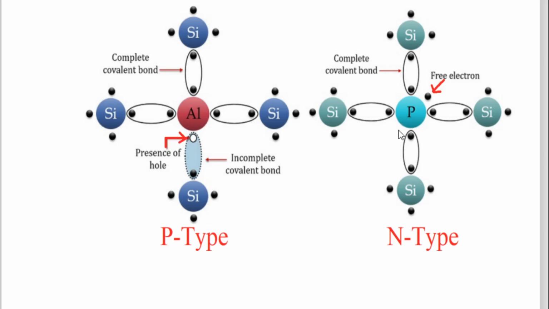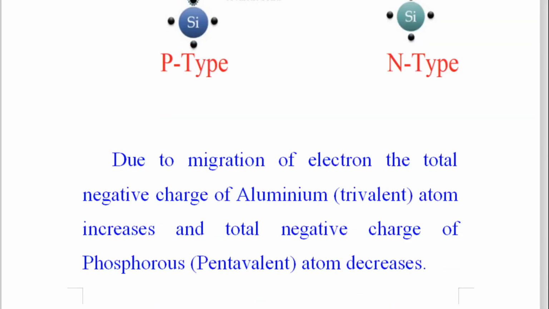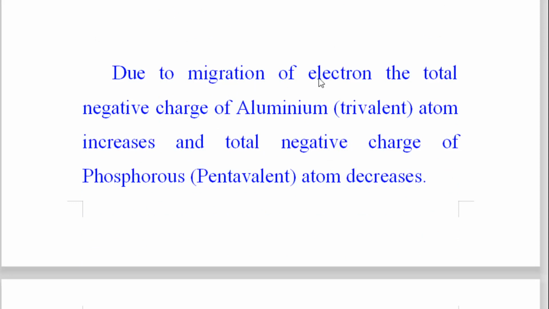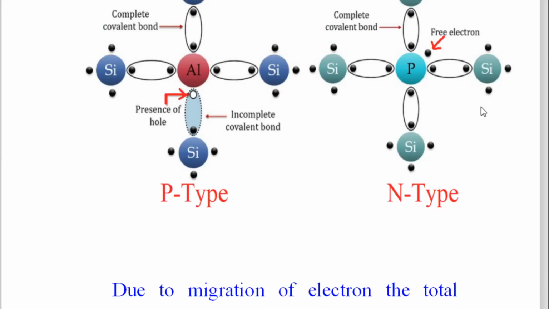This is a very simple diagram I have shown. How does the migration of electron take place? There is a vacancy of electron, that is the hole, and here there is an excess electron, one electron extra. When you combine them, this electron will jump into this hole. Due to migration of electron, the electron will migrate from the right hand side to the left hand side and jump into the hole.